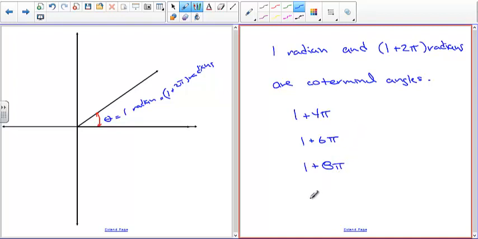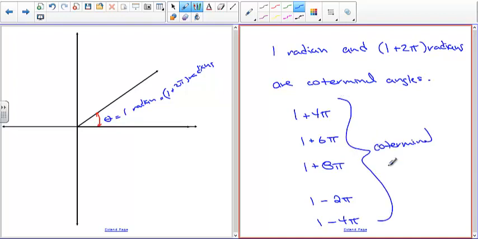I could also go up 1 unit and then go around negative 2 pi. So you can also subtract 2 pi, or 1 minus 4 pi. All these angles we would say are coterminal angles, because they have the same relative position between the positive x-axis and where the second ray goes. And they're going to have the same trigonometric properties. Okay, so that's 4.1.